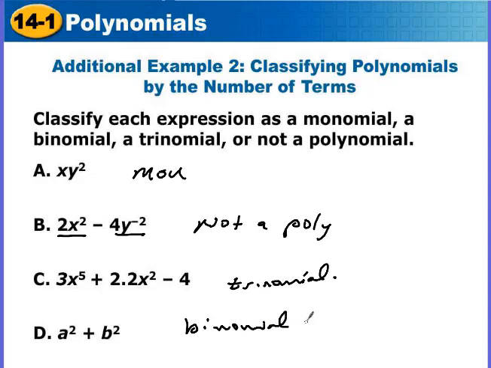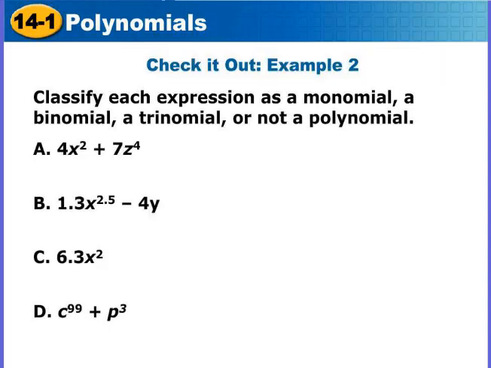Sorry for the handwriting. Okay, so this first one was a monomial. The third one was a trinomial. The fourth one was a binomial. And B, because of this negative exponent, is not a polynomial. So what I'd like you to do is pause the video and answer these by yourself. Okay, let's see how you did.